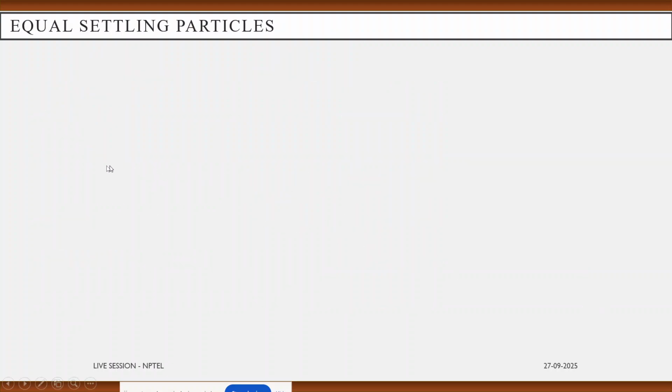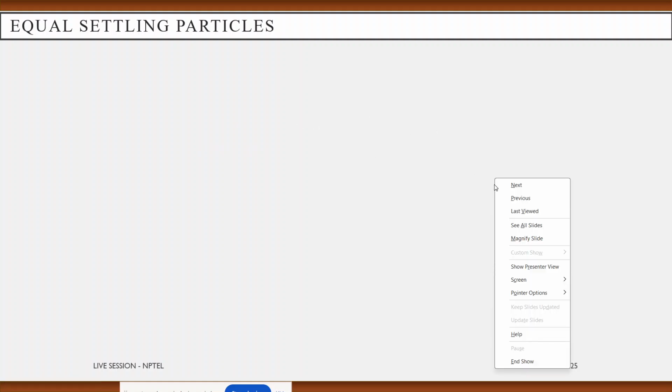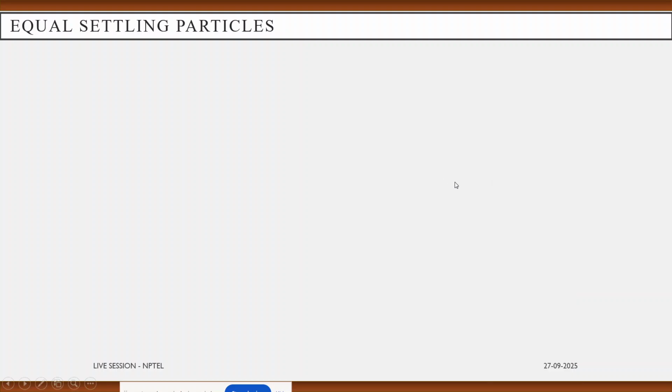So now we are going to discuss the equal settling particles. These equal settling particles can have two different cases. One is the case where the particles have the same terminal velocities.